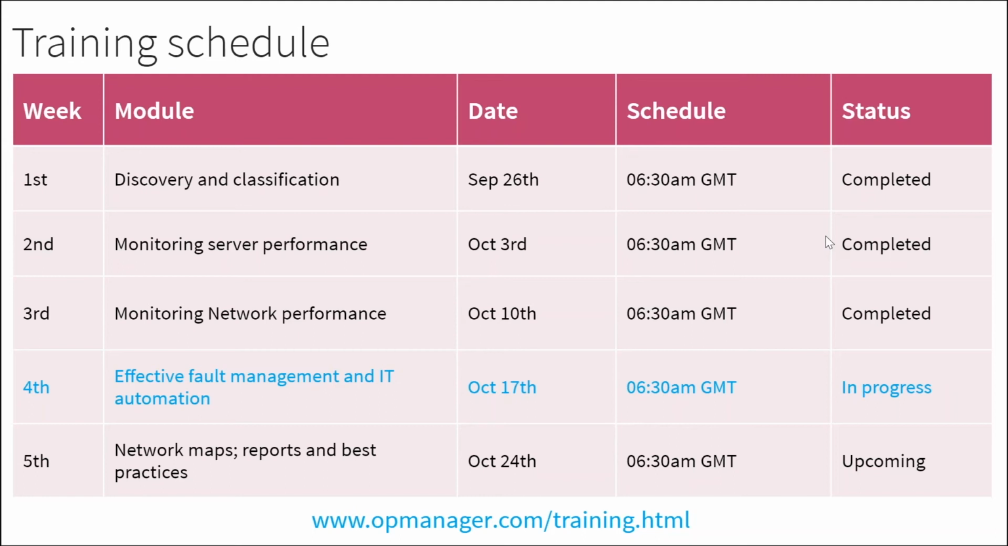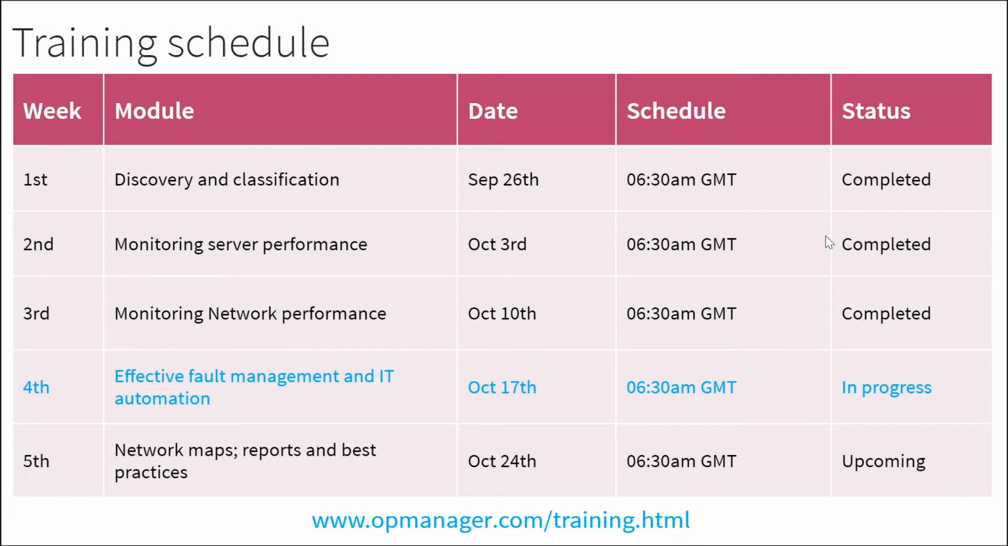And in the second session, monitoring server performance, we discussed monitoring the critical performance metrics of servers. That includes virtual servers, Hyper-V, Xen server, and so on. And in the last topic, monitoring network performance, we discussed monitoring the key performance metrics for network devices like routers, switches, firewalls, and monitoring the interface bandwidth utilization, monitoring the WAN and VoIP links. And also we discussed some troubleshooting tips on what to do when a device is not collecting the performance data.